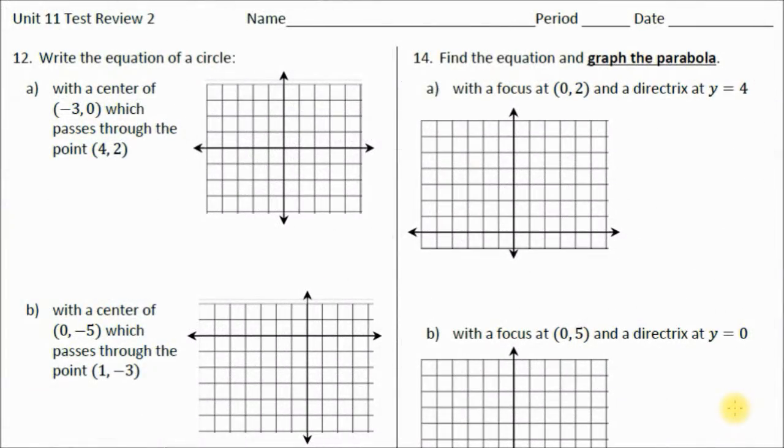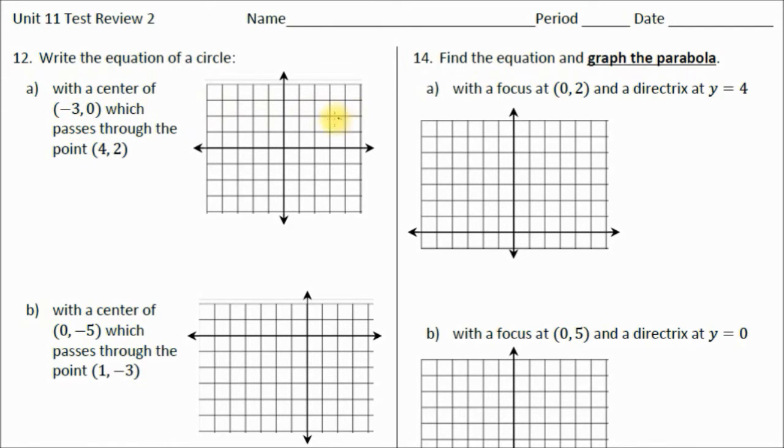This video is the beginning of the Unit 11 Test Review number 2 worksheet. We're starting with question number 12. Write the equation of a circle with a center of (-3, 0), which passes through the point (4, 2).